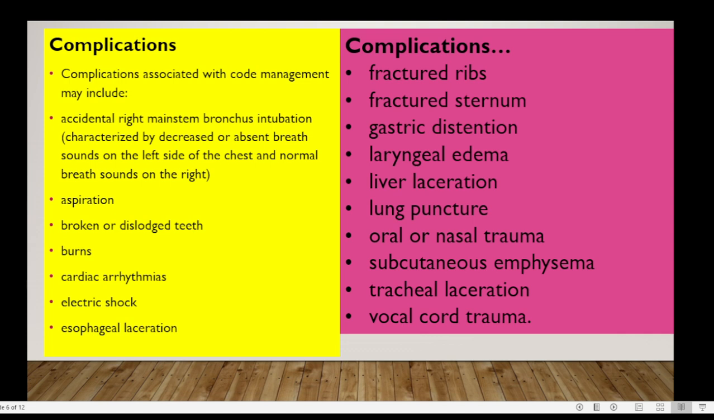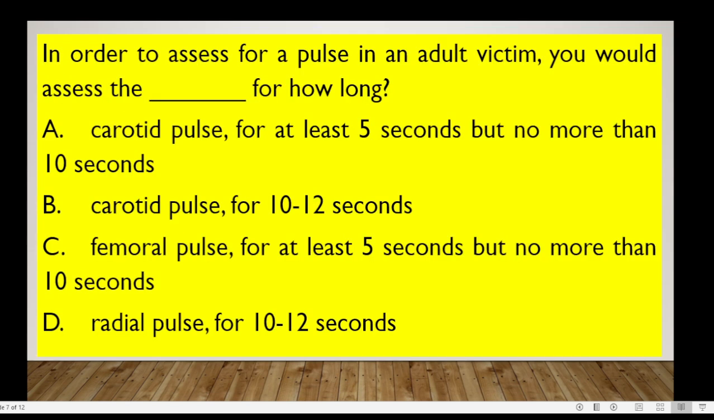So guys, the process is quite vigorous and there are possible complications resulting from cord management. Just to mention but a few, we have aspiration, broken or dislodged teeth, burns, cardiac arrhythmias, electrical shock, esophageal lacerations, fractured ribs, fractured sternum, gastric distension, laryngeal edema, liver laceration, lung puncture, oral or nasal trauma, subcutaneous emphysema, tracheal laceration, and vocal cord trauma.